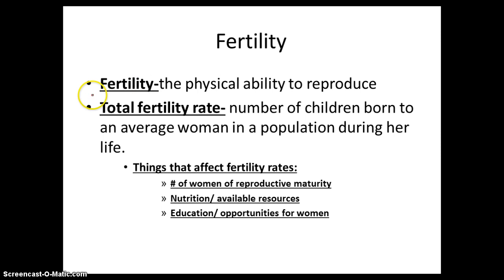The demographic that we are specifically interested in is total fertility rate, which is the average number of children born to an average woman in a population during her lifetime. And so the total fertility rate actually varies from country to country. And so I want you to take a second, pause the video, and make a prediction. Do you think the U.S. would have a higher, lower, or equal fertility rate to a third world country, say in sub-Saharan Africa?